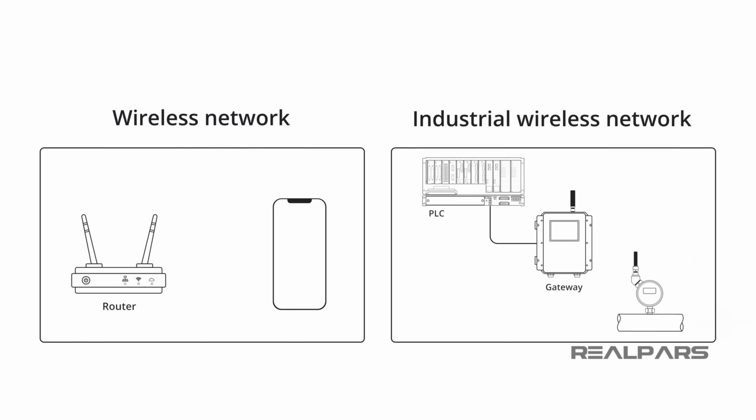After watching this video, you'll be able to easily explain the difference between a typical wireless network that we use at home or the office, like Wi-Fi, and an industrial wireless network.